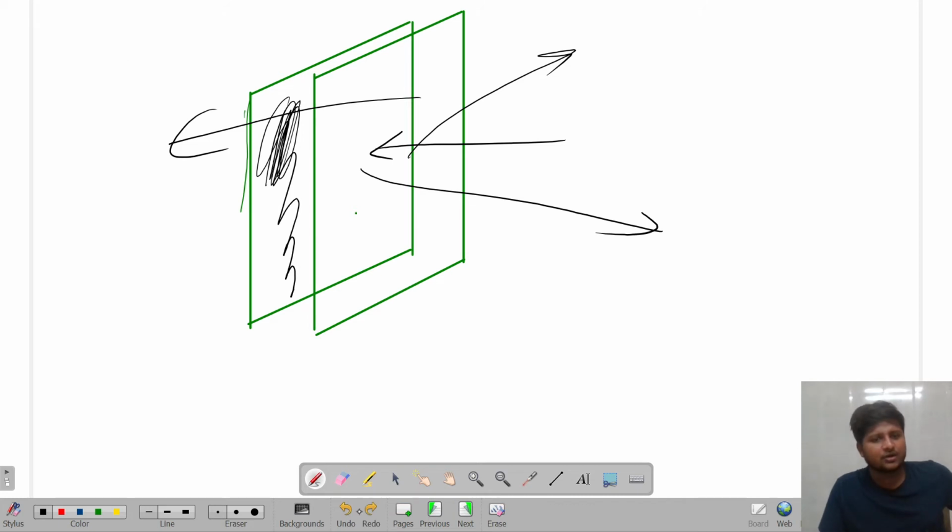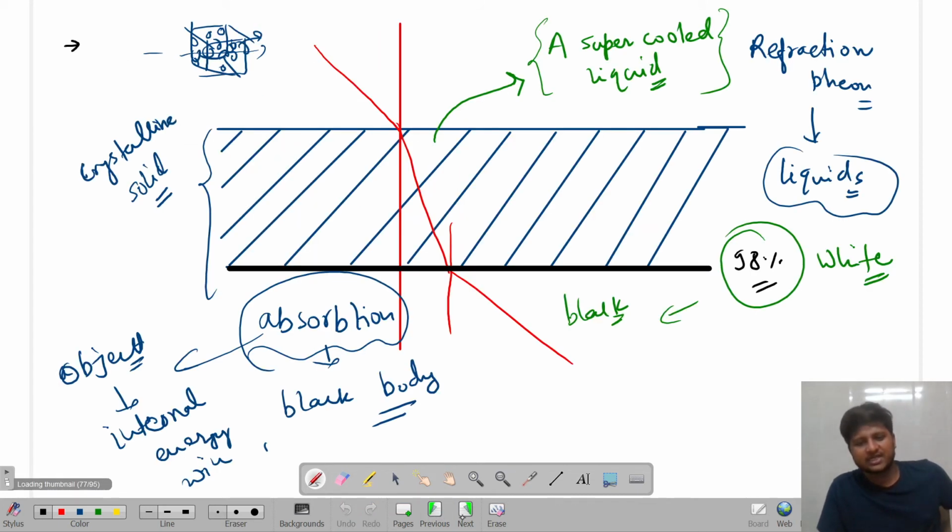First it is a crystalline solid, then it is a super cooled liquid. That's the main reason that light can travel through glass kind of materials. Understood? Gagan, got it or not?